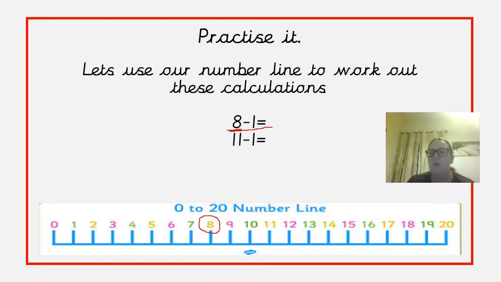Now, taking away, which way? Point for me. Which way do we travel on our number line if we're taking away? Do we go this way, or do we go this way? You're right, we go to the left. The number gets smaller. So we're going to do 1 big jump to the left because it tells us here that we're taking away 1. Are we ready? 1. So we get to number 7. So the answer must be 7. 8 take away 1 equals 7.